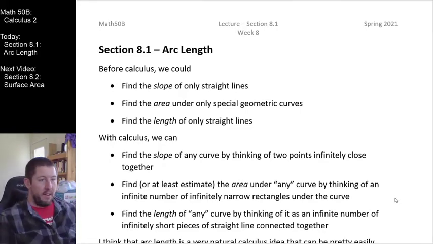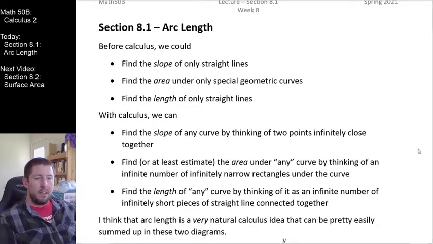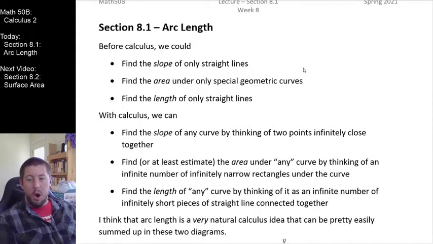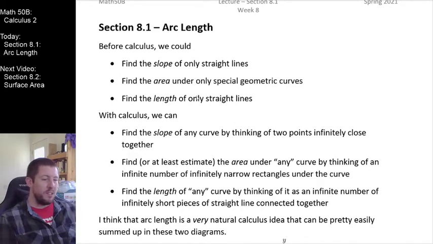And so I'm going to explain that right here. Before we learned calculus, what were we capable of doing? We could find the slope of only straight lines. We could find the area of only special geometric shapes, basically squares, triangles, rectangles, circles. Anything other than that, it's either extremely difficult or impossible to geometrically find an area. We could find the length of only curves that are straight, with the exception again of something like a circle, where somebody gave you a formula, where you didn't know where that came from, for the circumference of a circle, right?